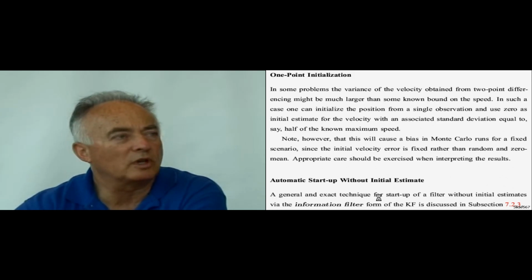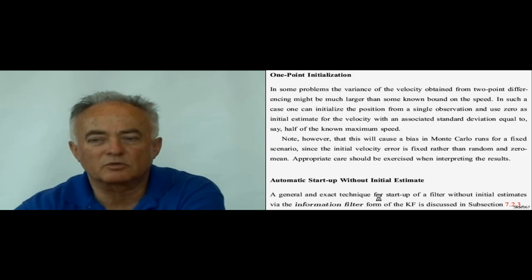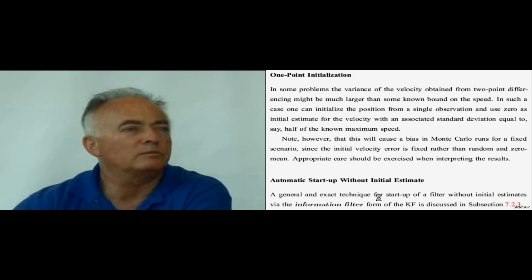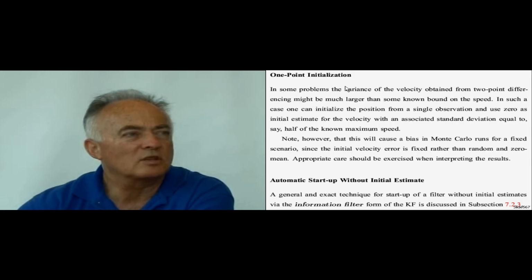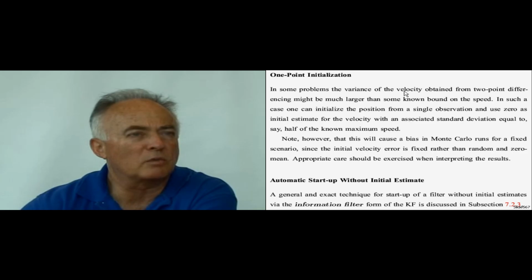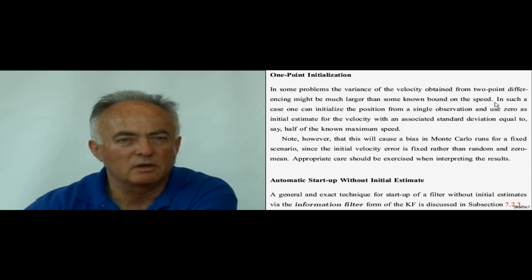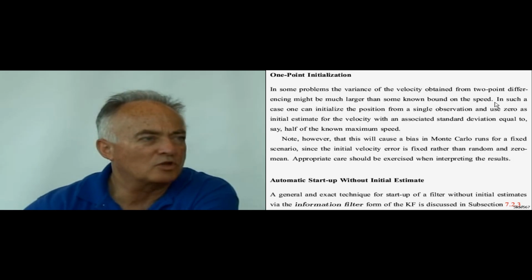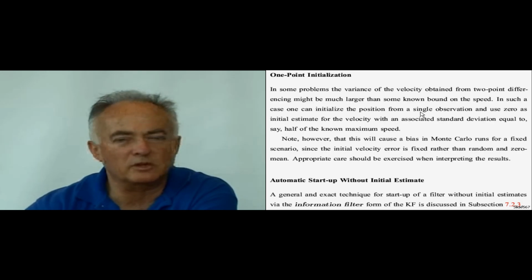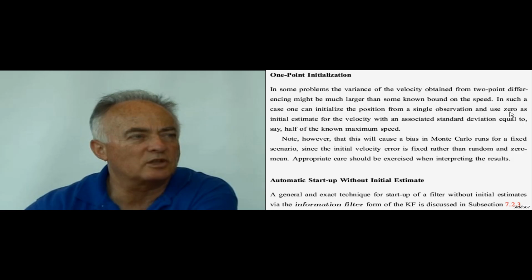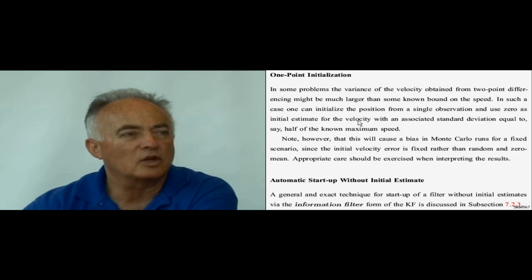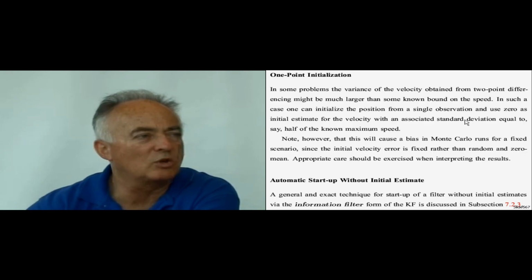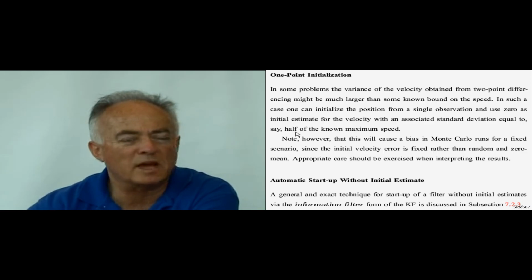Now, there's another way of doing it, one-point initialization. This assumes there are 2 points. The variance in some problems of the velocity obtained from the 2-point differencing might be much larger than some known bound on the speed. That's because the two sample points, the sampling interval t is very small. In such a case, one can initialize the position from a single observation and use 0 as the initial estimate for the velocity, and choose a standard deviation equal to, say, half of the known maximum speed.